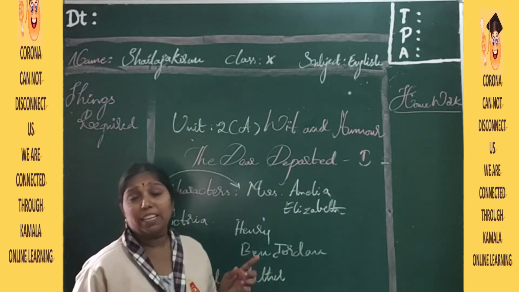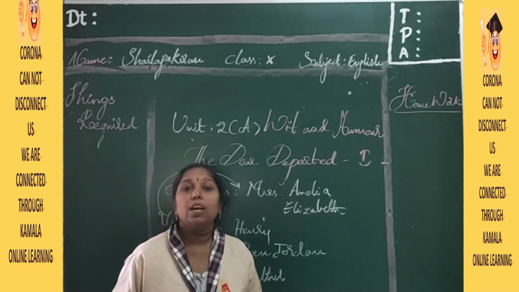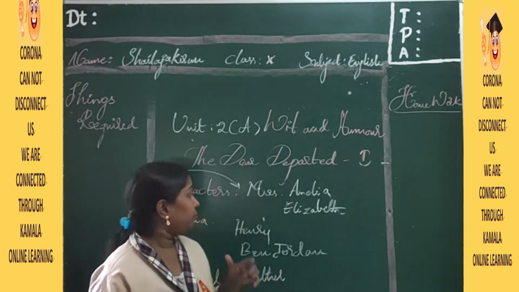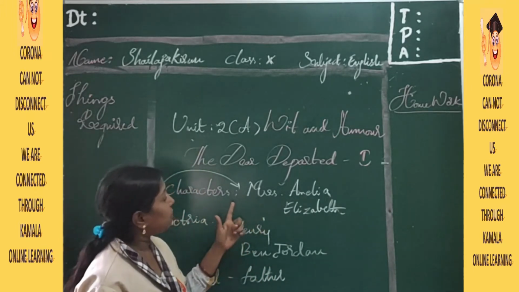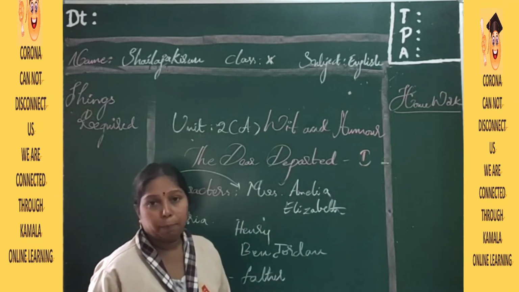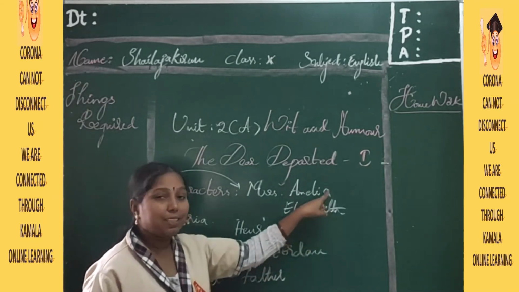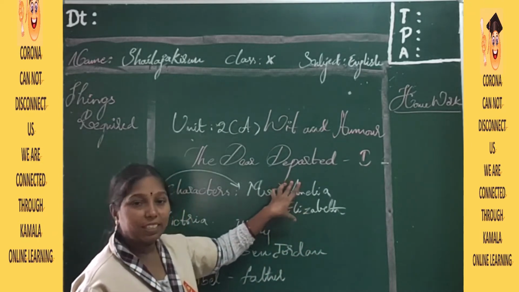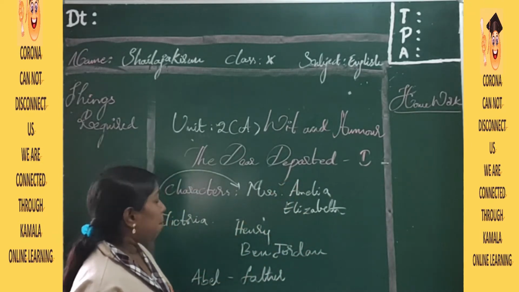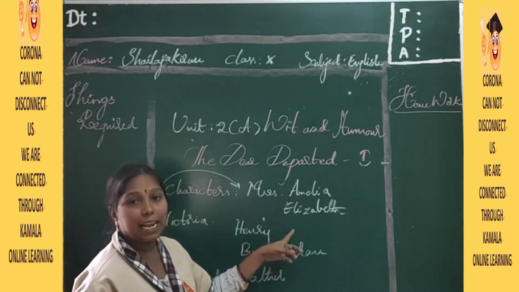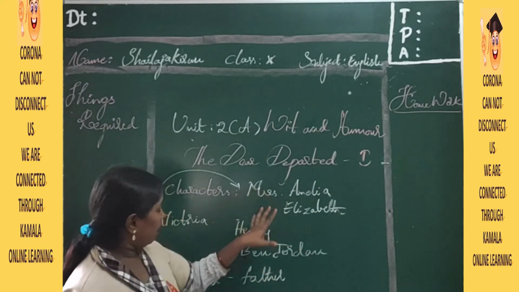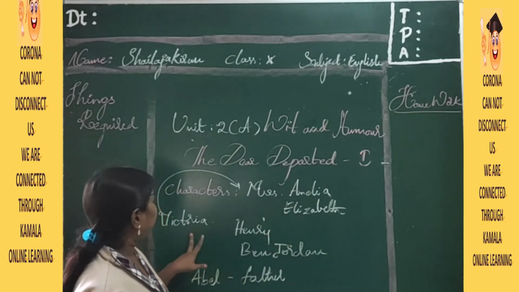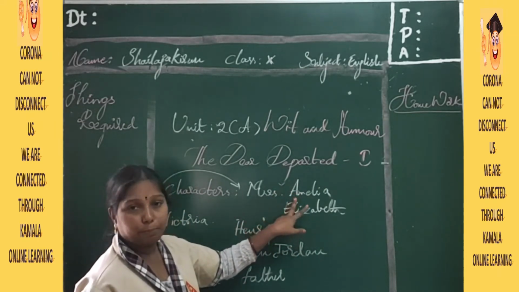Actually, it is a role play, a conversation among the people. Now, see the characters. In this, the first character is Mrs. Amelia, and Elizabeth. These two were sisters. I am going to tell you the characters clearly. Mr. Abel is the father of Amelia and Elizabeth. And Victoria is the daughter of Amelia.